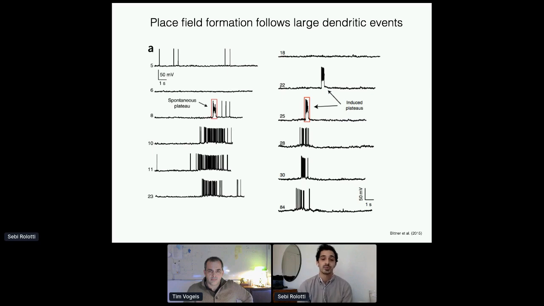And important advances on this problem came pretty recently with an observation from Katie Bittner of the McGee lab while doing intracellular recordings of CA1 pyramidal cells as a mouse ran down a linear track. So she found that previously silent cells would sometimes display large plateau potentials, likely a somatic signature of a multi-branch spike in the apical tuft, and then subsequently form a place field, evidenced by reliable burst firing at that location on later laps. So importantly, they found that repeatedly inducing these plateaus at a fixed location via current injection could also cause the formation of a place field at that location.